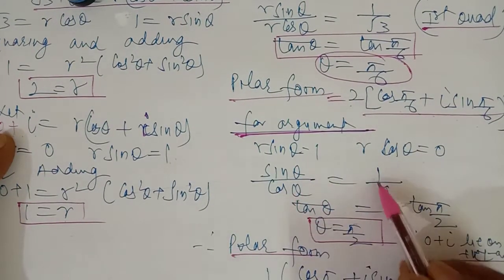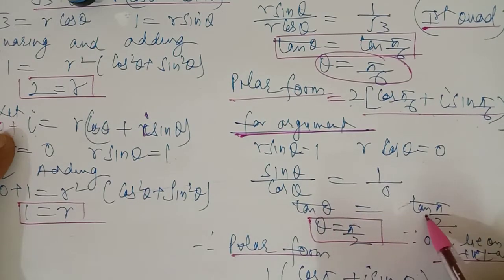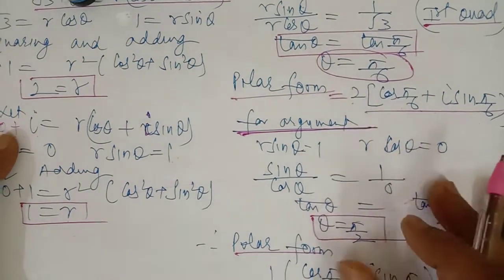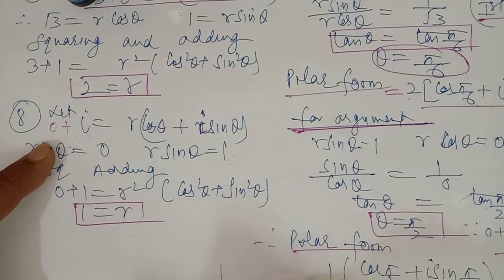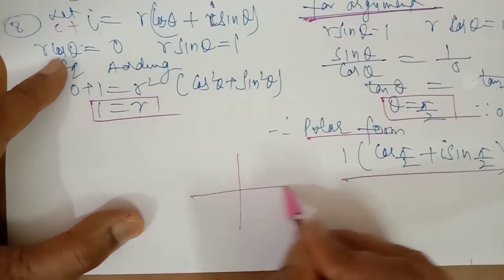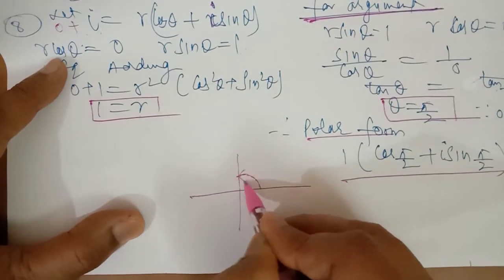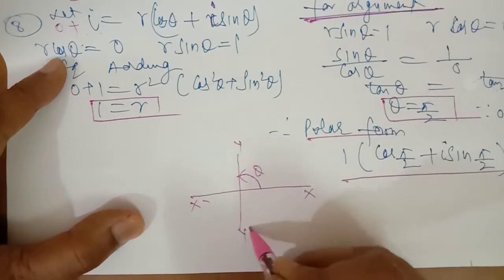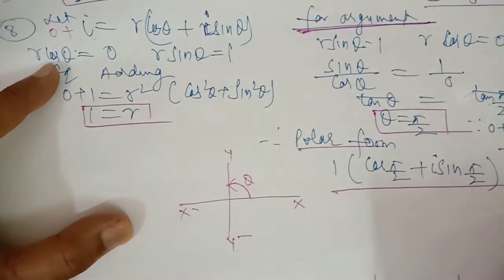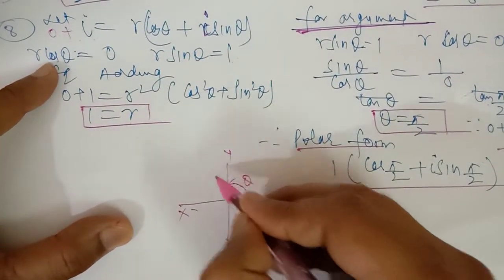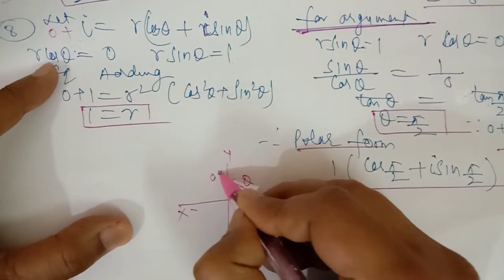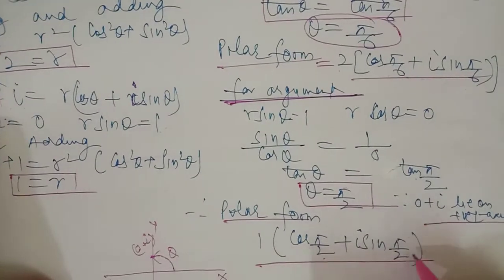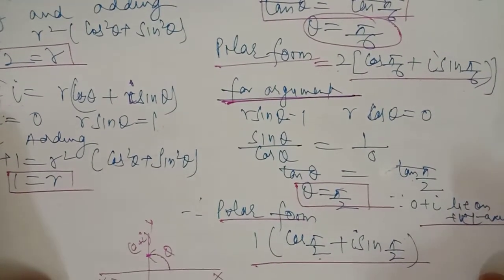Sin theta upon cos theta is 1 upon 0. The tan theta will be 90 degrees because it will lie on the y-axis like this. Theta will be this. So 90. So this point will denote 0 plus i. So theta here will be 90, which is the principal argument of this complex number.